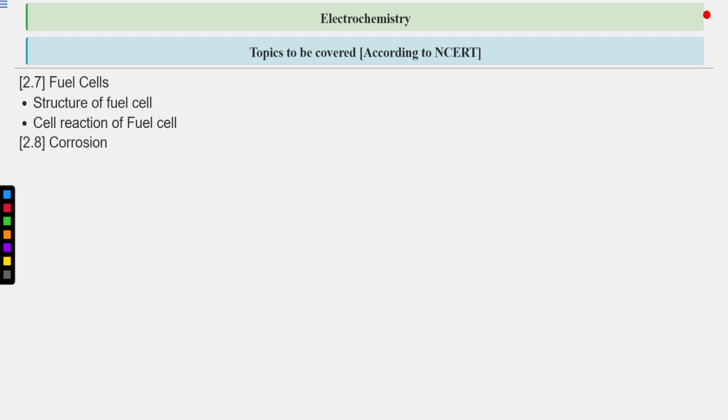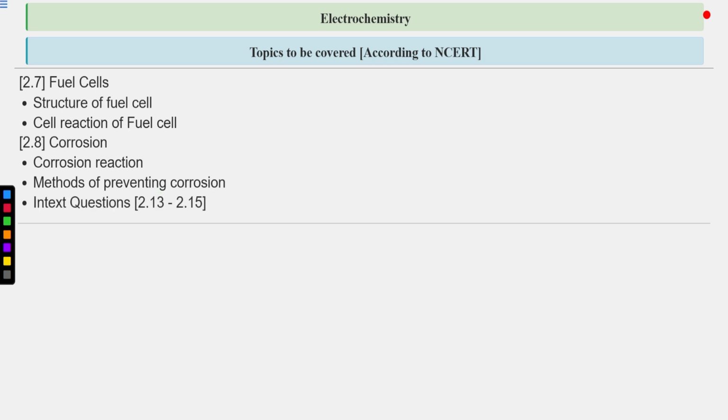Then the corrosion part. Corrosion is mentioned as section 2.8. In the corrosion, we will first of all study about the corrosion reaction, that what is the corrosion process and what is the reaction under the process of corrosion. Then we will talk about the methods of preventing corrosion. And then lastly, we will cover some in-text questions, which are marked as 2.13 to 2.15. That means three in-text questions, 2.13, 2.14 and 2.15, in this lecture in the ending.